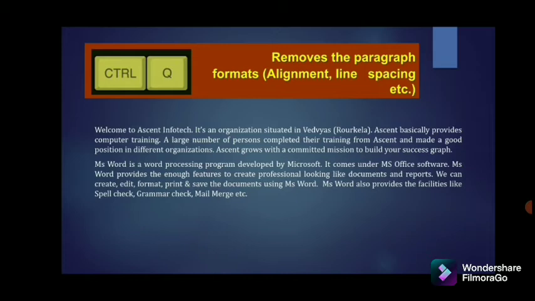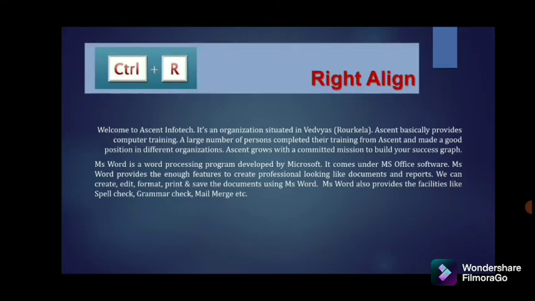Control Q is basically used to remove the paragraph formatting, such as alignment, line spacing, etc. It will remove all the paragraph formatting, whatever you have given in your document. Control R is used for right align. You can make your text right align by pressing Control R, but before that, you will have to select the paragraph.